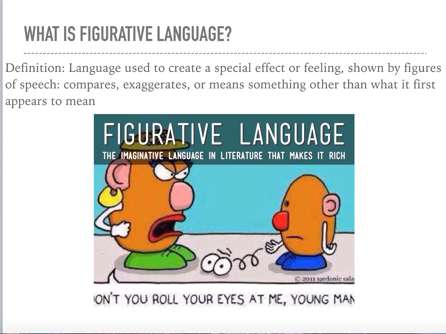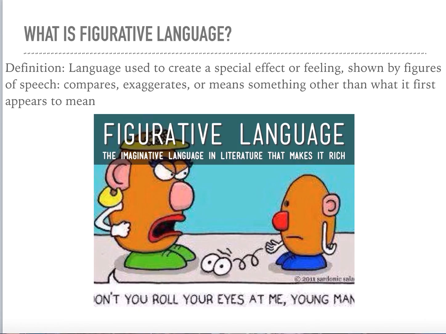Now, let's talk about what figurative language is, okay? So the definition of figurative language is language used to create a special effect or feeling shown by figures of speech. It compares, it exaggerates, or it means something other than what it first appears to mean. What we really need to understand is that it's imaginative language in literature that makes it rich. So figurative language adds a completely new element to a text or to an article or to a poem or any sort of piece of literature by giving more of a feeling or an effect to the readers so that it doesn't sound so boring.